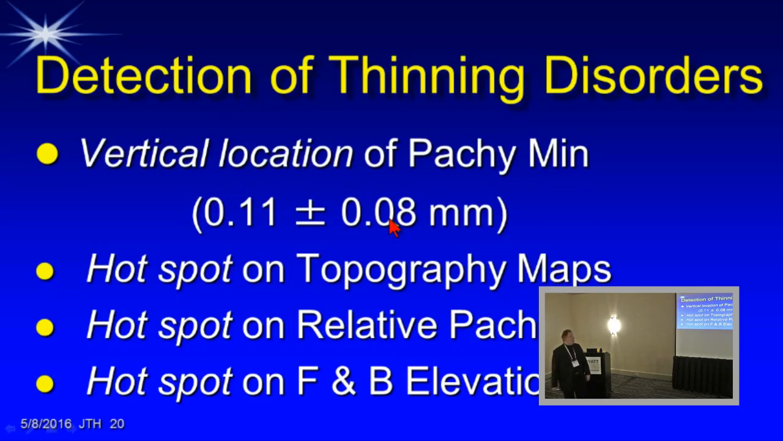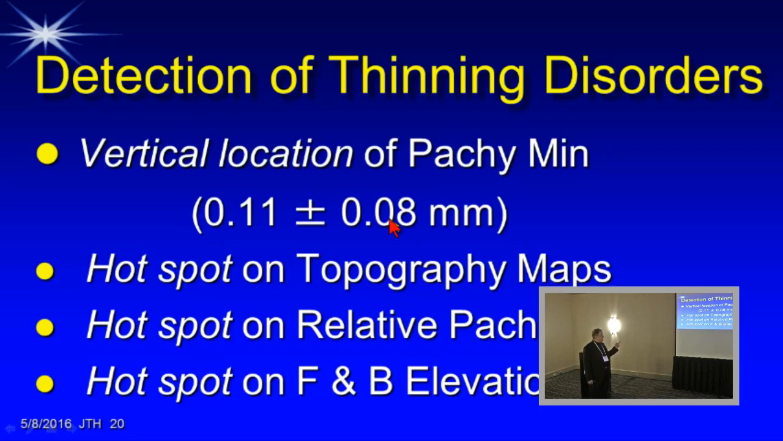So a thinning disorder, the very first thing you notice is the thinnest point of the cornea is no longer 2 or 3/10 of a millimeter from vertex normal. It's a long way away. And it's usually further down, but it's one side or the other. But the point is, the number is much bigger. So these are the clues to thinning disorders.